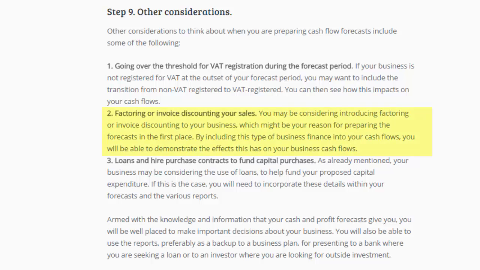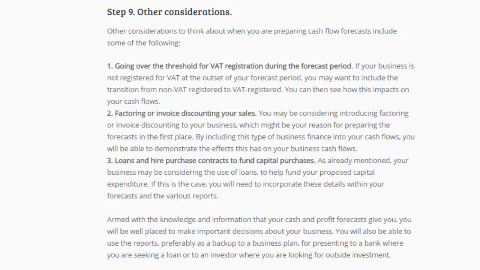The other thing is it might be that you factor or invoice discount your sales, or you're considering incorporating that within your business. It might be that you want to have a look at how that impacts on your cash flows. Certainly if you've got customers that pay you a long way down the road, having factoring or invoice discounting will accelerate when you receive that money, and that can have a really positive impact on your cash flows and help you to grow your business. But equally, you've got to bear in mind that it can be quite a big cost to the business, so you have to weigh that out, and a cash flow forecast would be ideal to have a look at that.